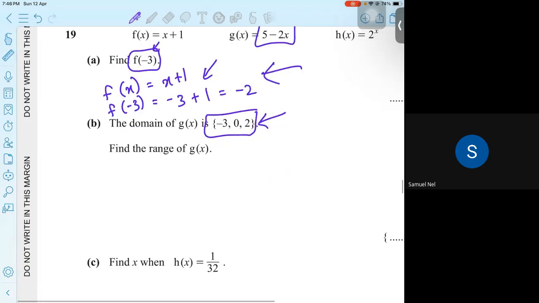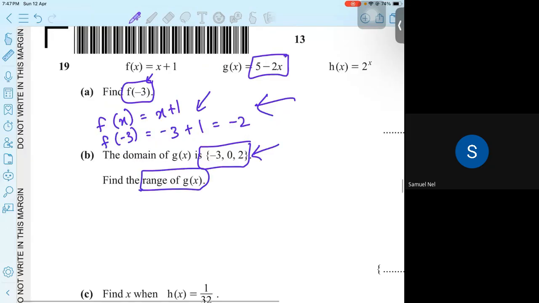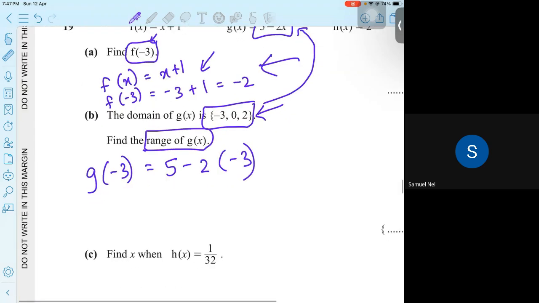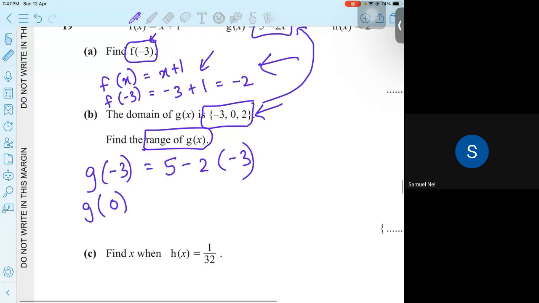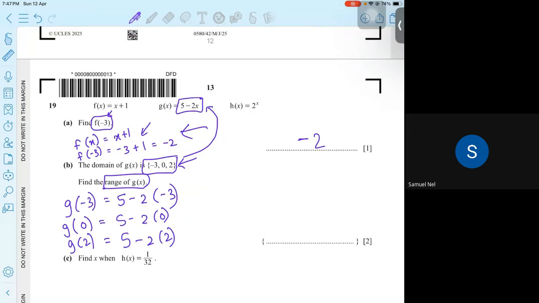Okay. Now, to find the range of g, all I have to do is input each of these values into g and find the corresponding y values. Okay, so let's just do that. It's very easy. g(-3) comes out to be 5 minus 2 times -3. We'll find the values all together. g(0) has to be 5 minus 2 times 0. And then g(2) has to be 5 minus 2 times 2. Right? Are you all okay with this? This comes out to be 5 plus 6, that is 11. This comes out to be 5. And this comes out to be 1.